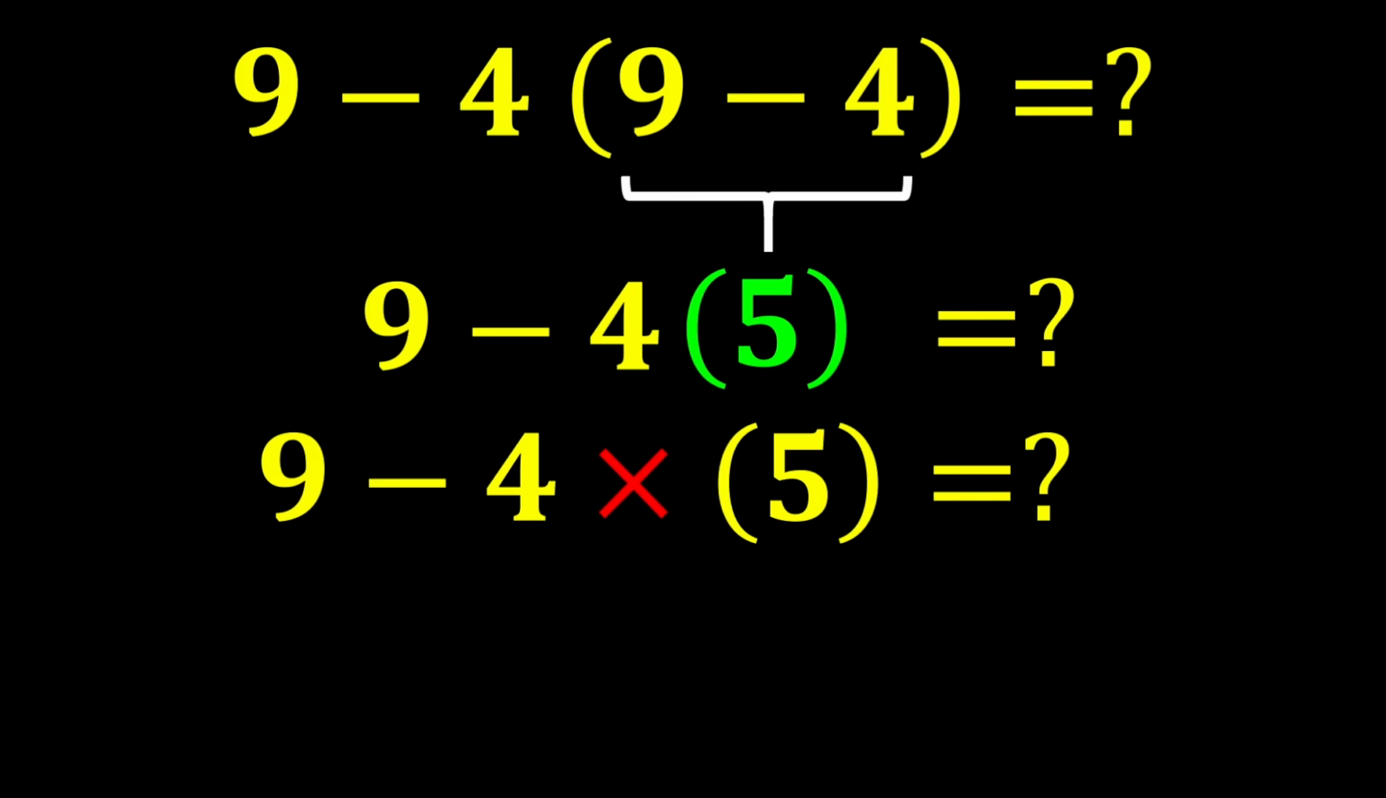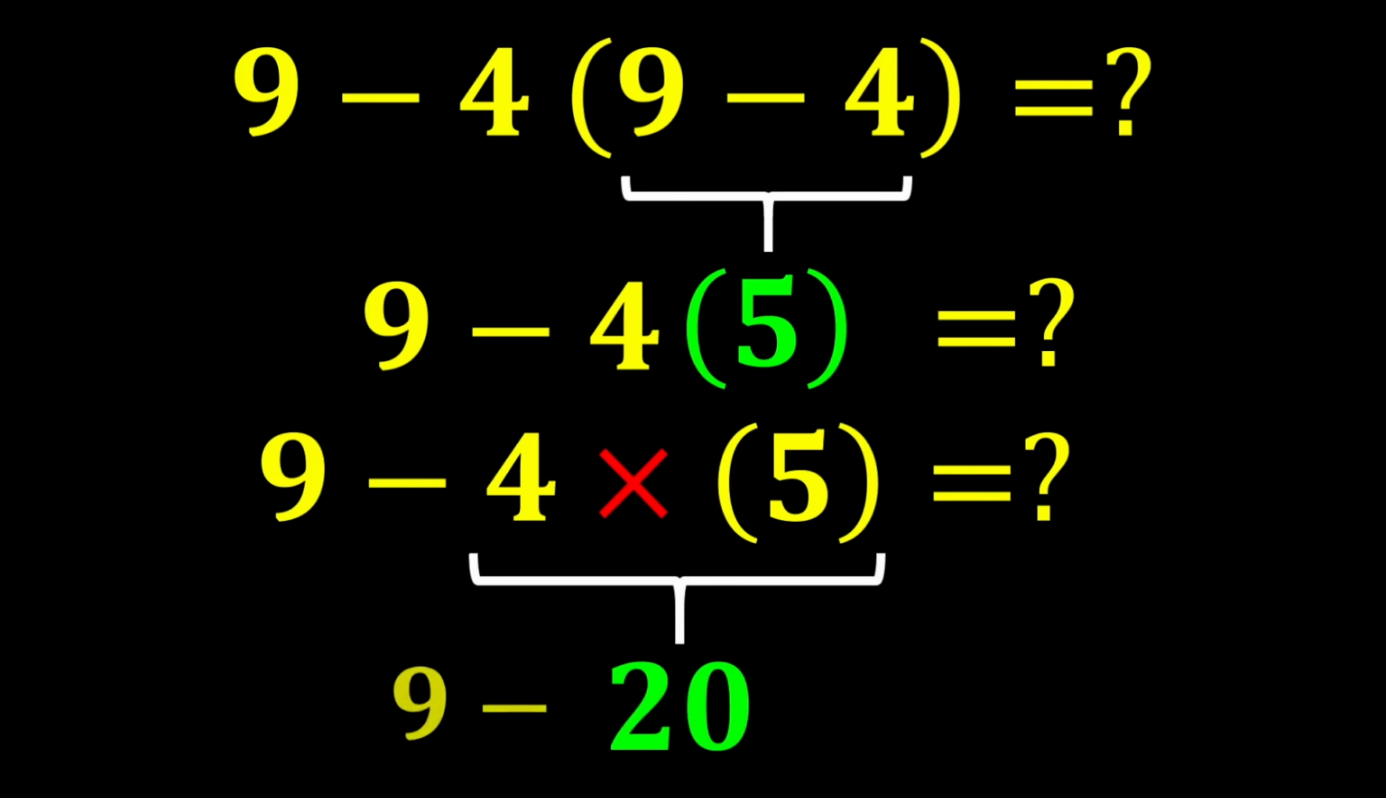According to PEMDAS, multiplication has higher priority than subtraction, so we perform the multiplication first. 4 multiplied by 5 gives us 20, and 9 minus 20 gives us negative 11.